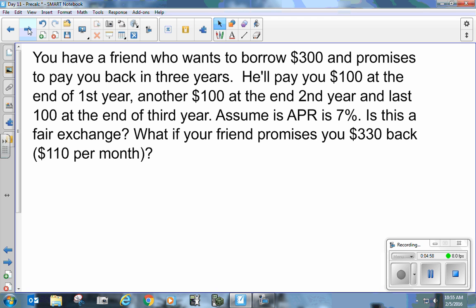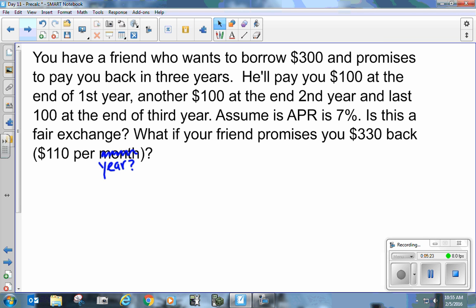$100 at the end of the first year, $100 at the second year, and last, $100 at the end of the third year. Assuming the APR, like the general interest rate for money for banks, is 7%. Is this a fair exchange? What if your friend promises you $330 back, which is $100 per year? See if that's fair.